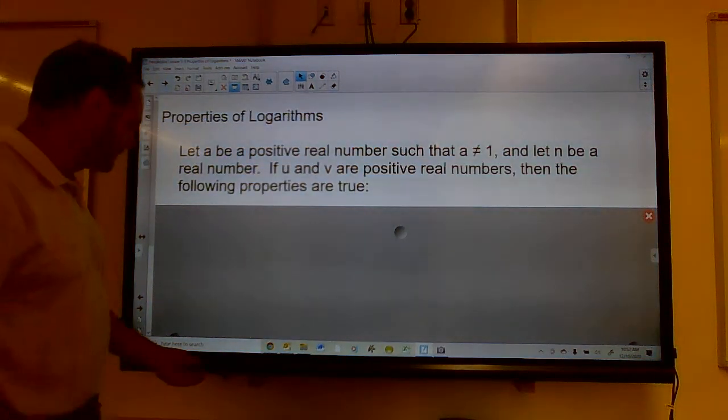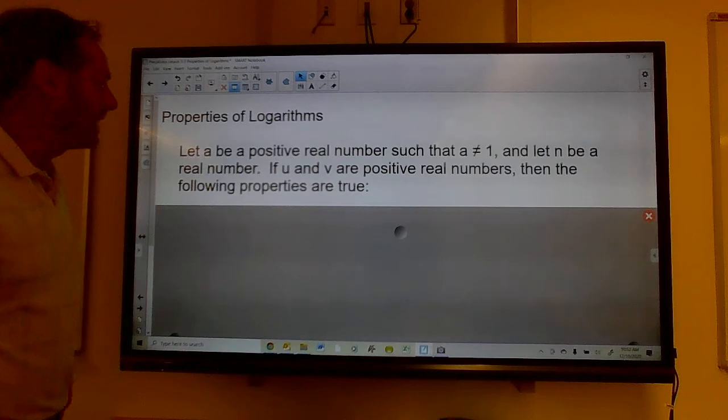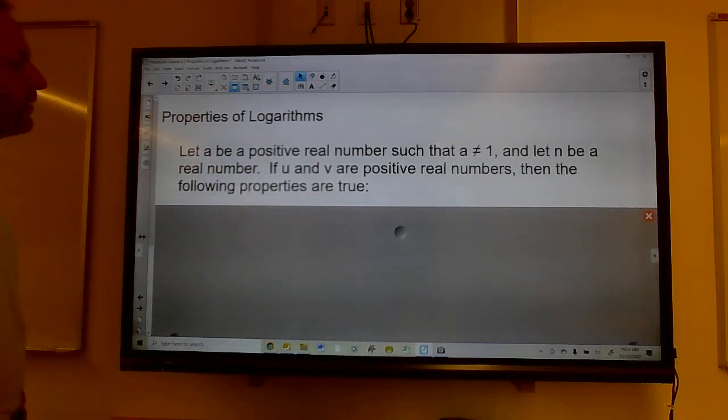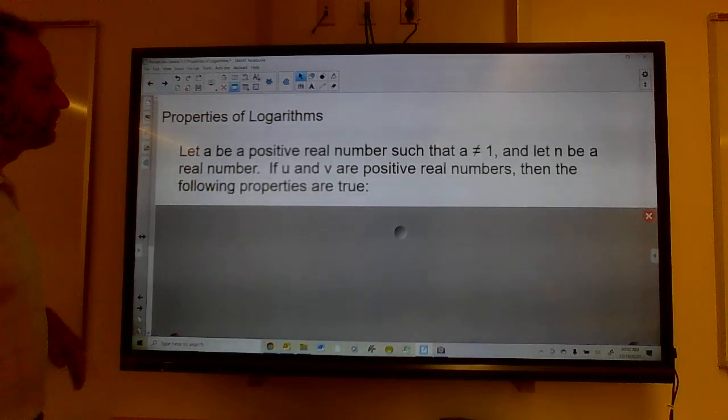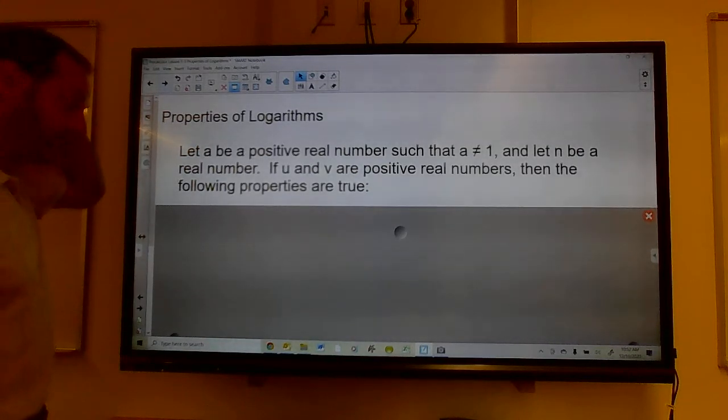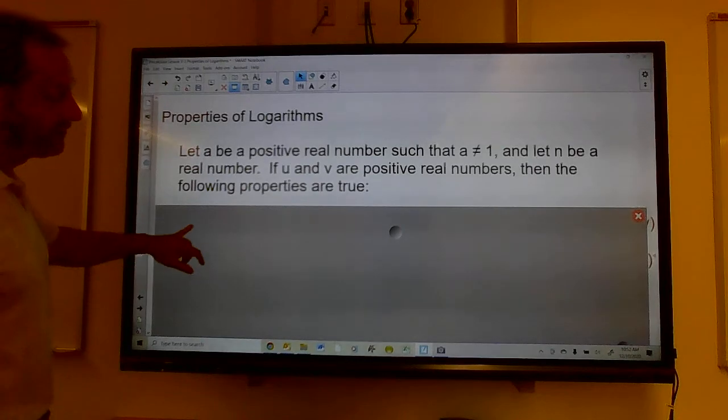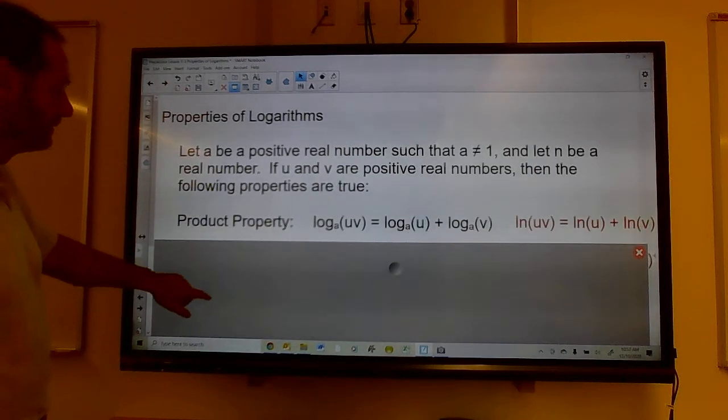All right, so properties of logarithms. Let a and b be positive real numbers such that a is not equal to 1, and let n be a real number. If u and v are positive real numbers, then the following properties are true. These are things you might want to write down for notes because you're going to use these a lot.